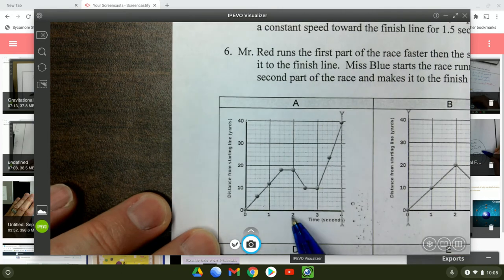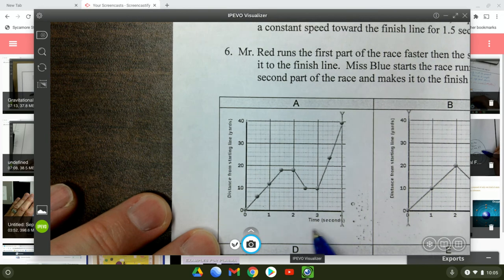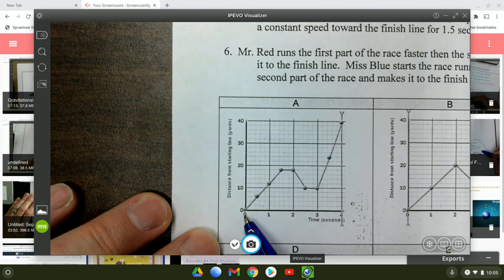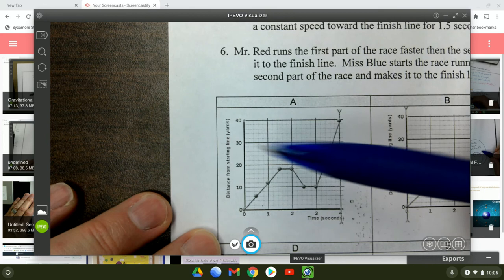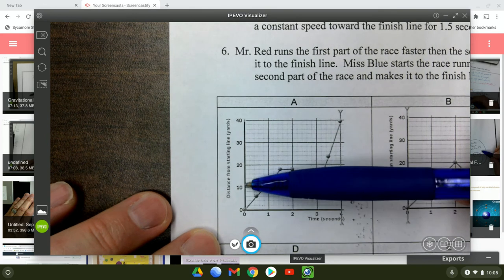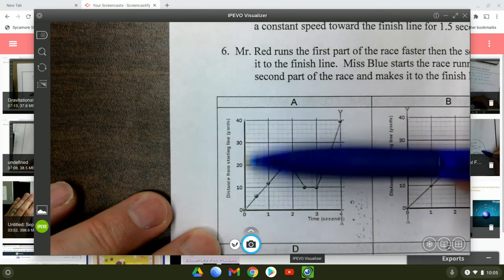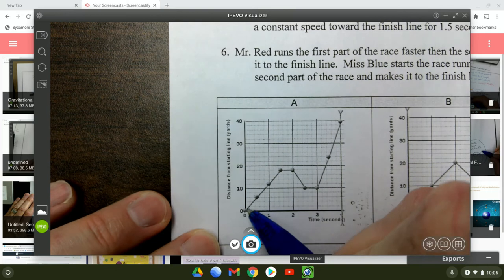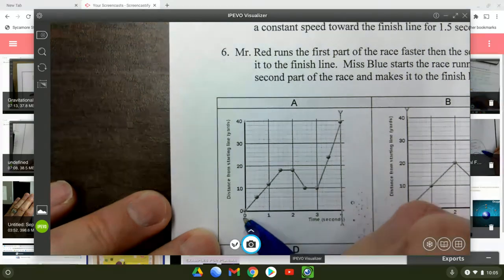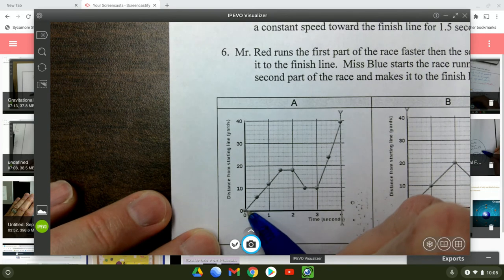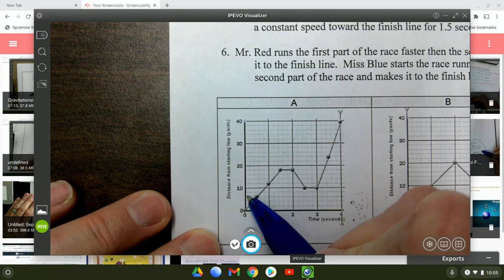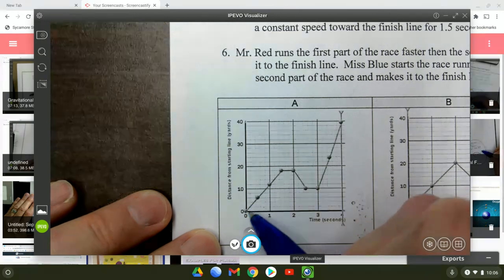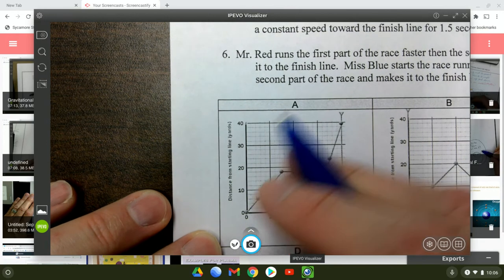Every number here represents a second that has passed. And every number here, of course, is 10 yards that a person has traveled. So if you were to look at these little lines, if you can see them, each little faint line would be 2 yards. So 2, 4, 6, 8, 10. 10 yards of distance.